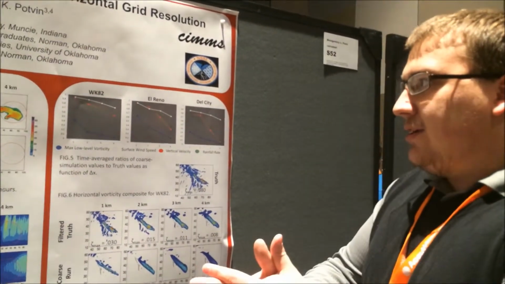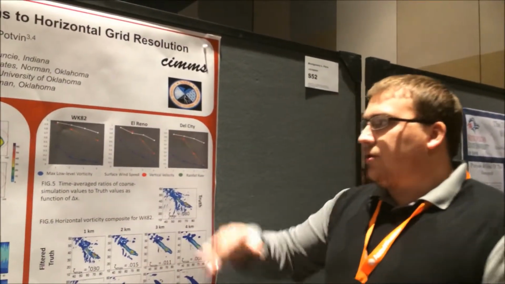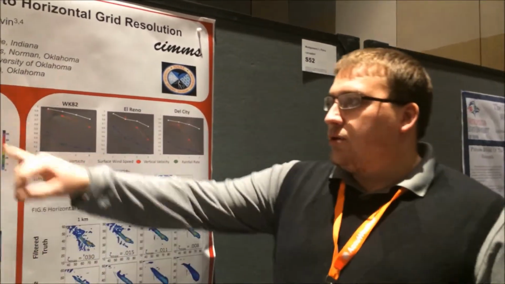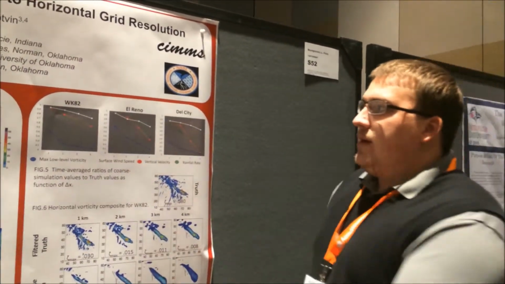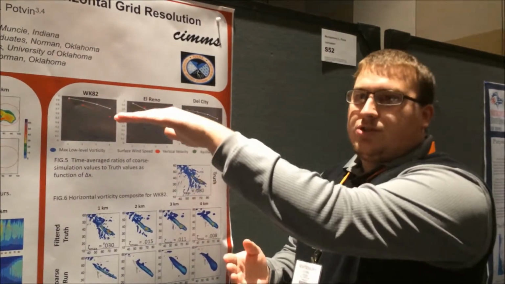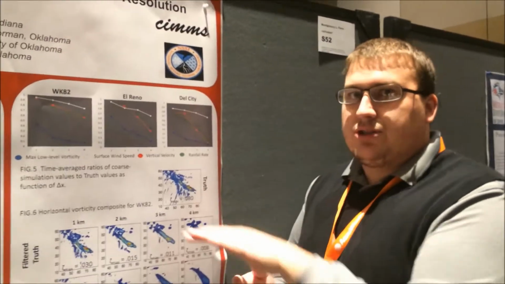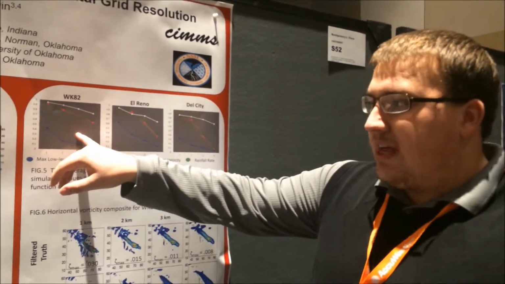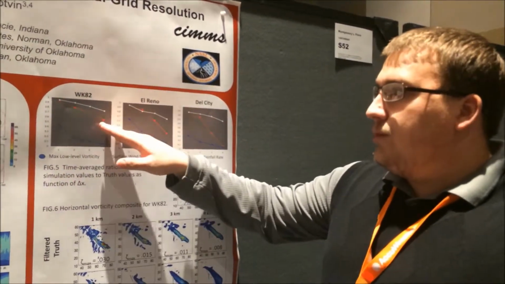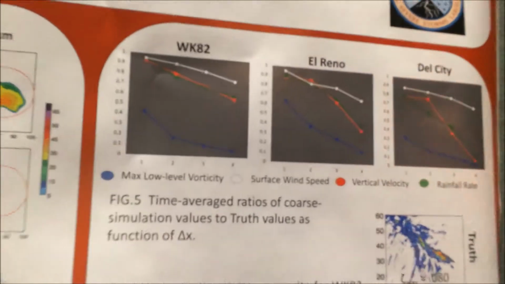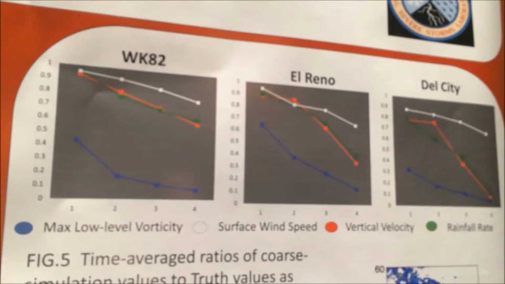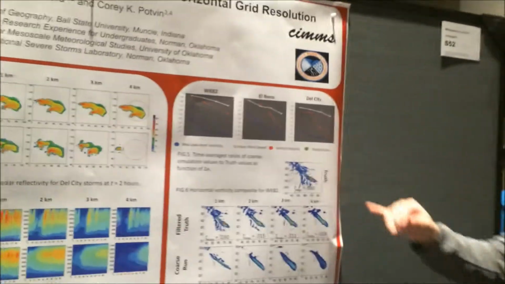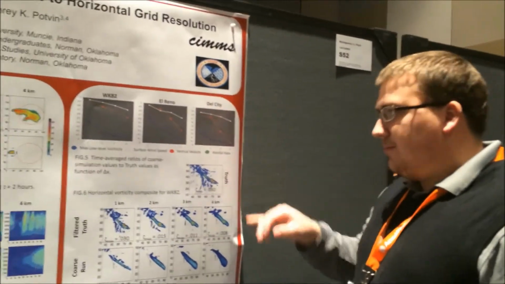And ultimately, we tried to summarize all these results into something that we call grid convergence plots. You take a time average ratio of the coarser output to the truth value, and the idea is that the faster it converges to 1, the faster the solution's converging to at least what we considered the truth. And so you can see here for one of our soundings, it ended up doing very well. El Reno was slightly, didn't do as well, and Del City did absolutely horrible.